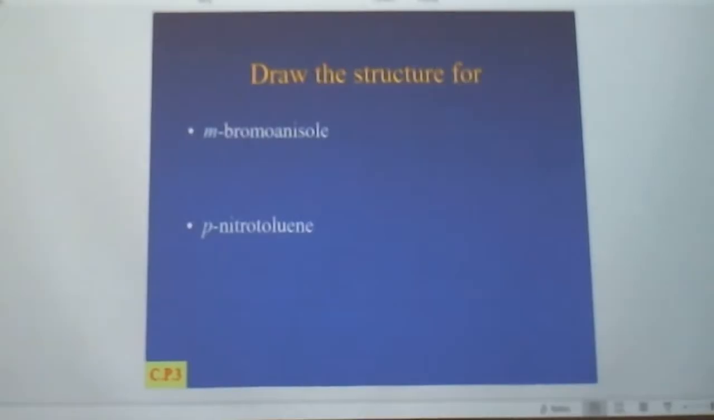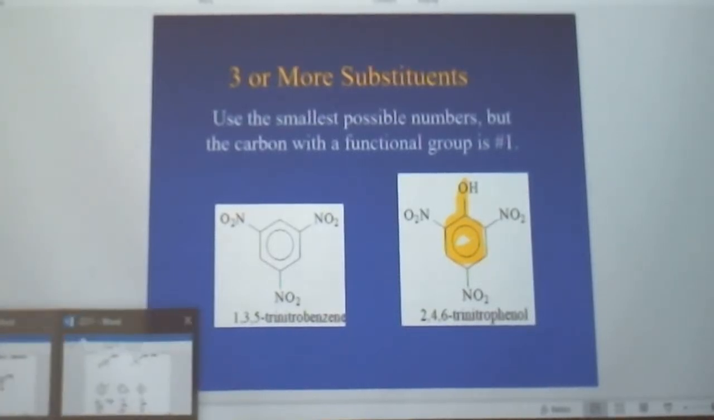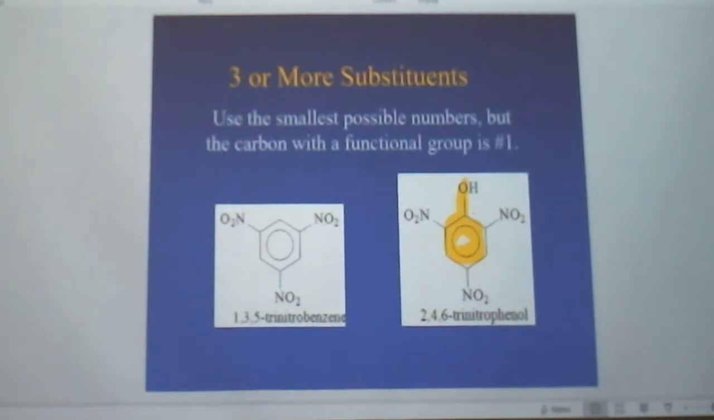While it's certainly possible to have more than two substituents, at which point we usually just name all the substituents of the benzene ring. So this would be 1,3,5-trinitrobenzene. Or you could use phenol as a base, where this would be carbon number 1, and then say 2,4,6-trinitrophenol or something like that.